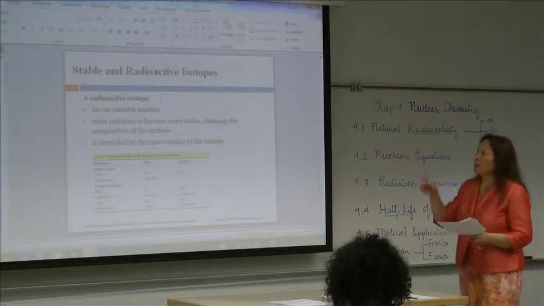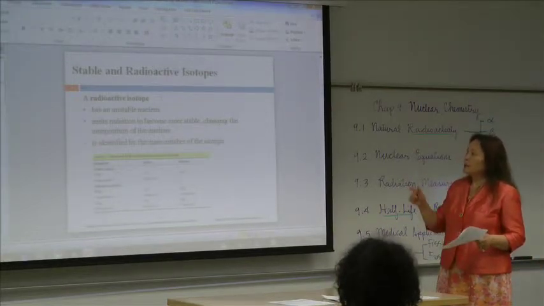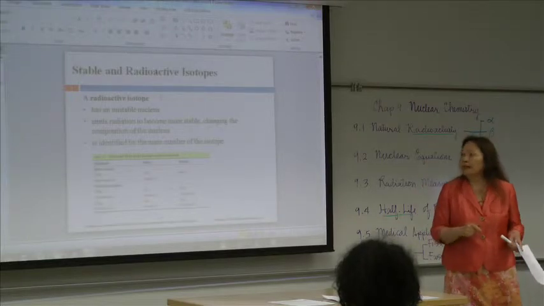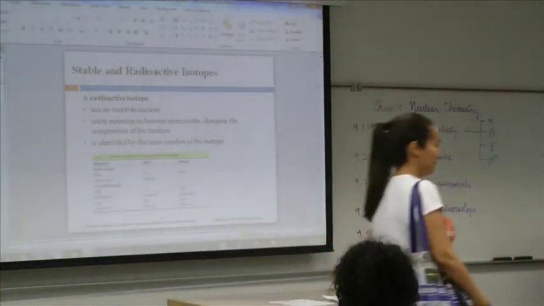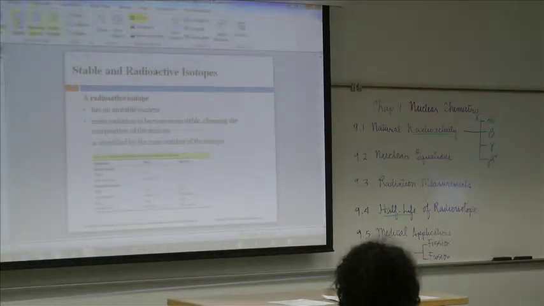When we talk about radioactive isotopes, they emit radiation to become more stable. And so here are some radioisotopes that are typical.